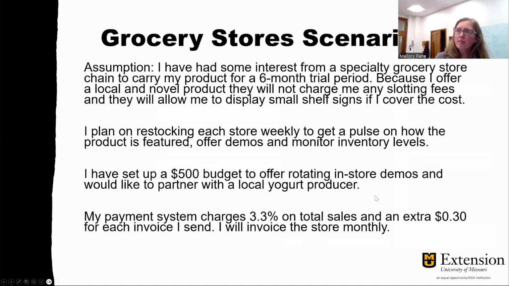Because it's a small local store, another advantage is they're going to allow me to put small signs next to the price. They have a format for that, but if I cover the cost, they will work with me to produce signs and have those tacked up next to the price that shows my picture, tells my story. I've got about this much space to really make an impact on that grocery store customer.